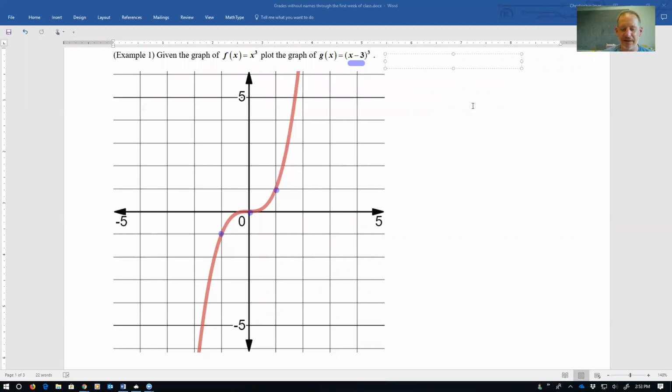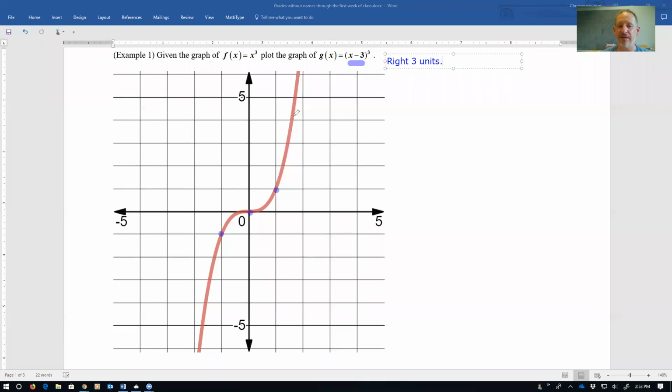Well, I hope I've given you enough time to ponder that. It's an inside change, so this is counterintuitive. This is actually going to move the graph right 3 units. So a negative inside change moves the graph right 3 units.